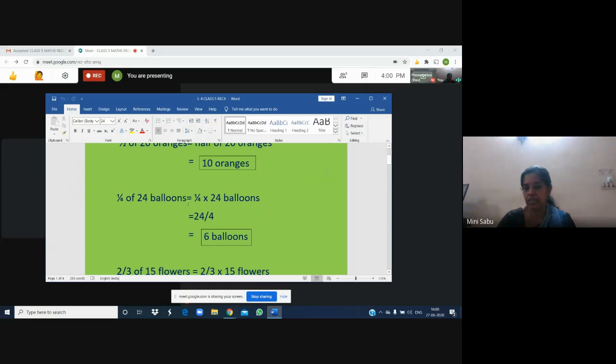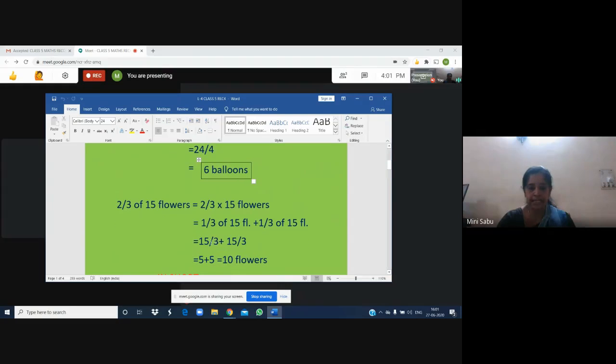So I have changed it with the multiplication symbol. 1 by 4 of 24 balloons is the same as 1 by 4 into 24 balloons. And the meaning of 1 by 4 into 24 balloons is the same as 24 divided by 4. This you have already learned. This was our first class. 24 divided by 4. You can do it by table. Table of 4 till 24. 4 sixes are 24. So give the unit: 6 balloons. That means 1 by 4 of 24 balloons means 6 balloons.